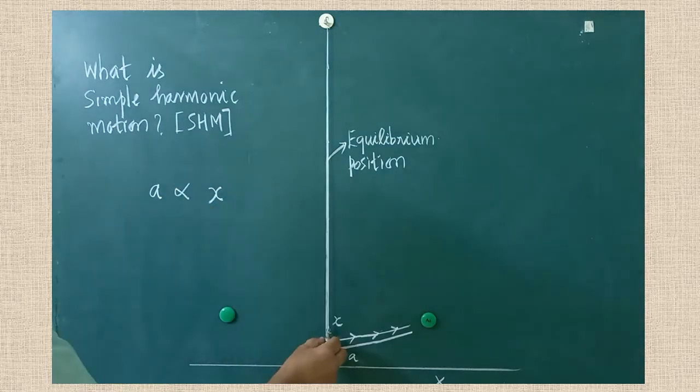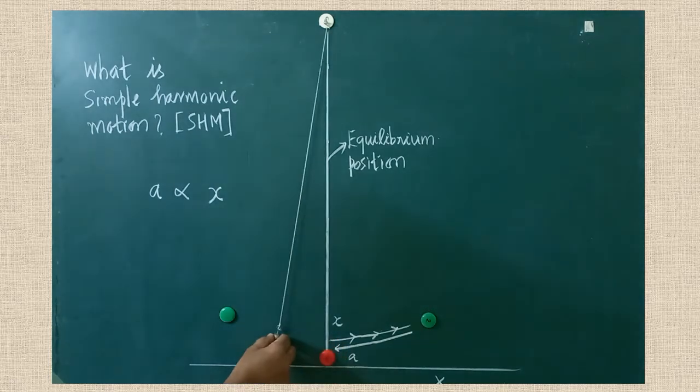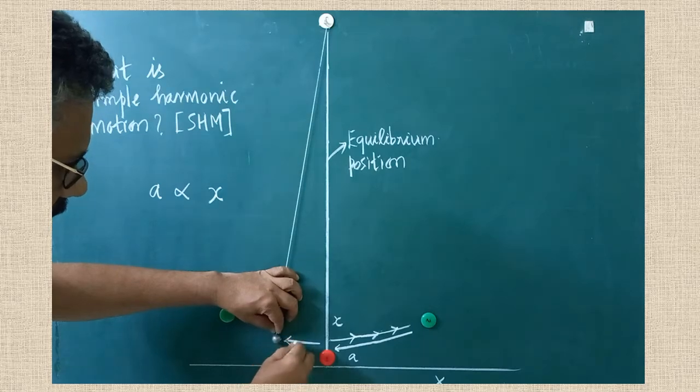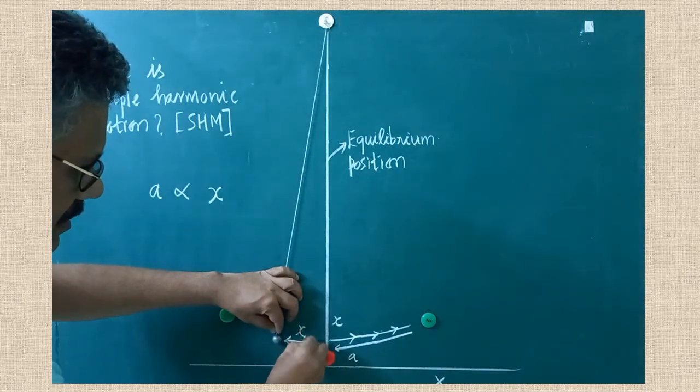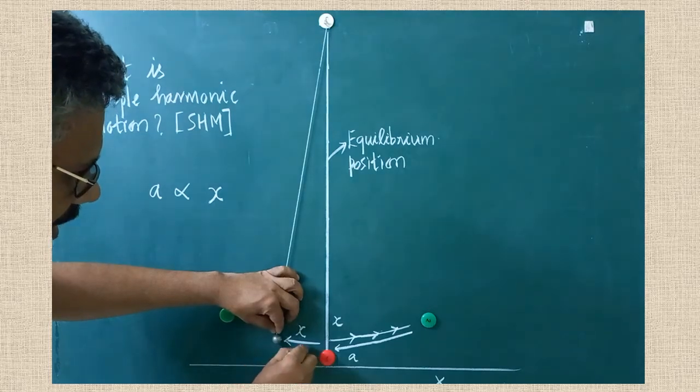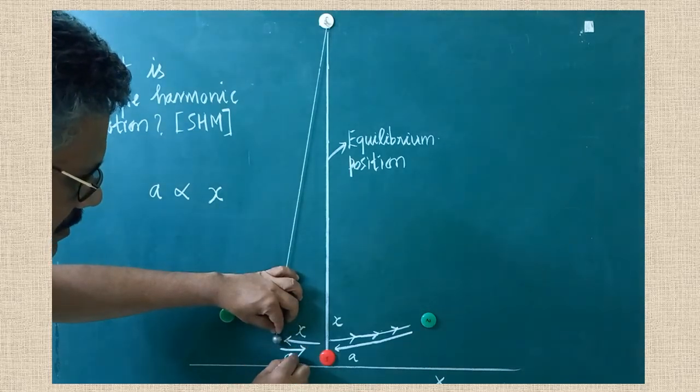Now I am going to displace the bob in this direction. Look at that. So the bob is displaced in this direction. This is the direction of the displacement. Now in which direction will the acceleration be acting? Acceleration will be acting in this direction. Are you clear?